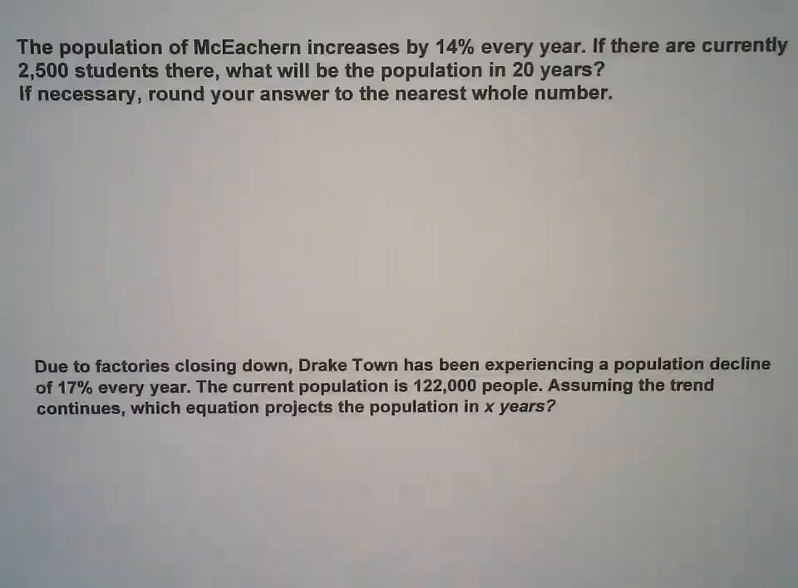We're looking at two new problems here that you're going to see very similar on the quiz. Next question says the population of McEachern increases by 14% every year. If there are currently 2,500 students there, what will the population be in 20 years? If necessary, round your answer to the nearest whole number.